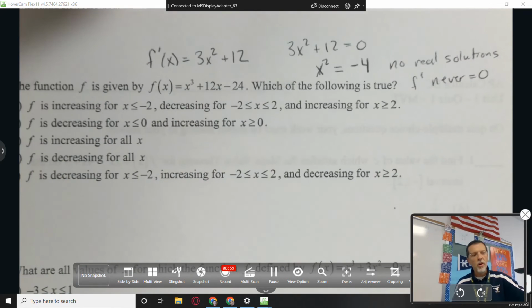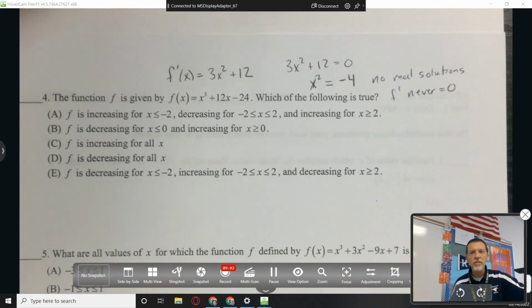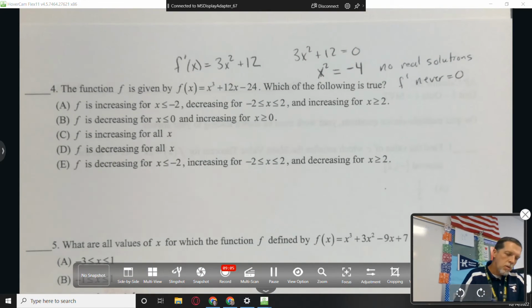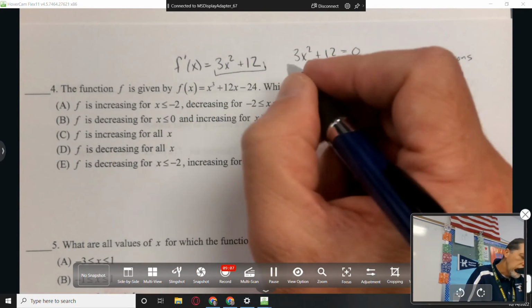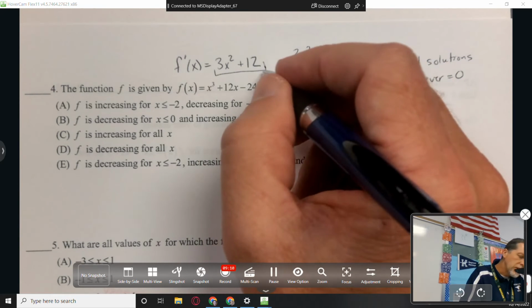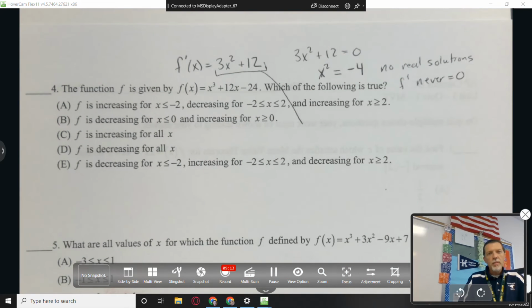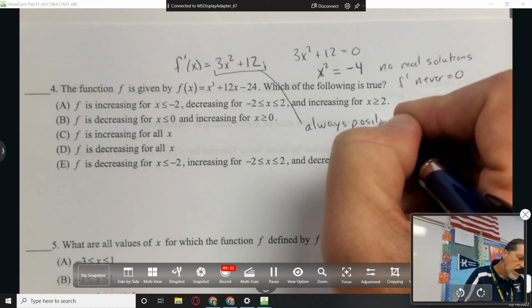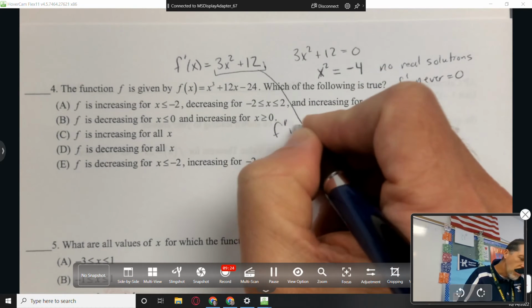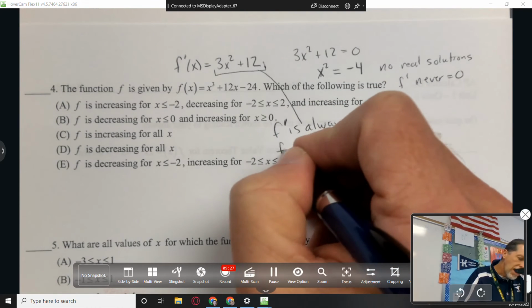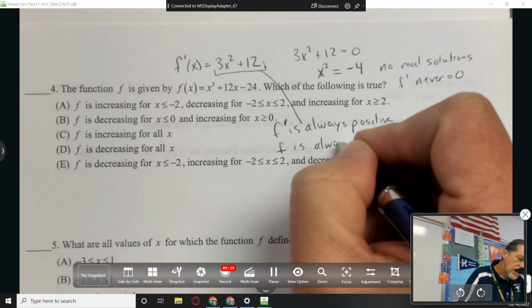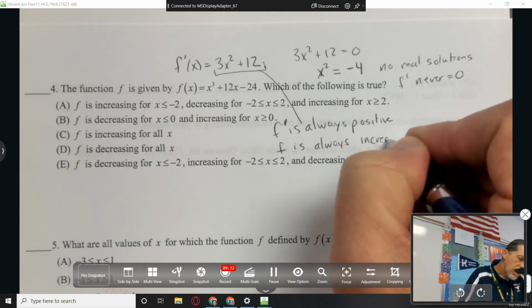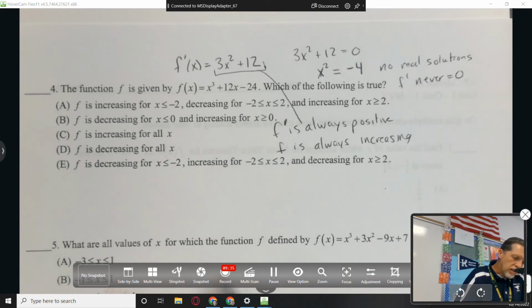That must mean it's always doing the same thing. It's either always positive or always negative. So 3x squared plus 12, what kind of number is that always going to be? Positive. You square something, positive, add 12, more positive. So if f prime is always positive, that means f is always increasing. F is always increasing. There we go.